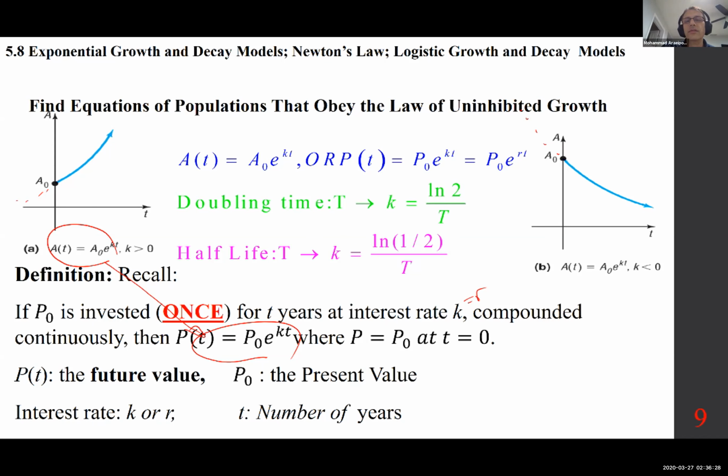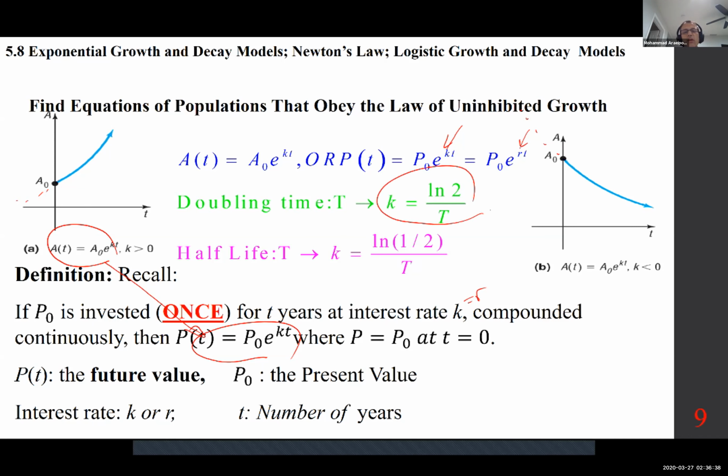Again, I can't emphasize the importance of understanding k. R makes no difference, class. It just depends on the text. So we have proved the doubling. Everybody knows that. We've gone over that. Now, if you have an exponential decay, it can be shown that ln of 1/2 divided by t is the k that we use for half-life.